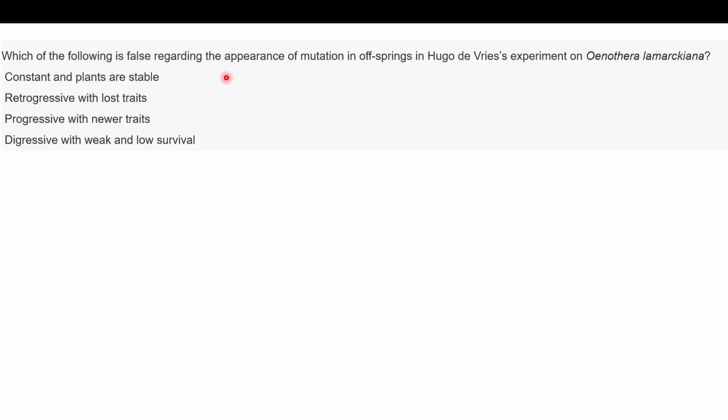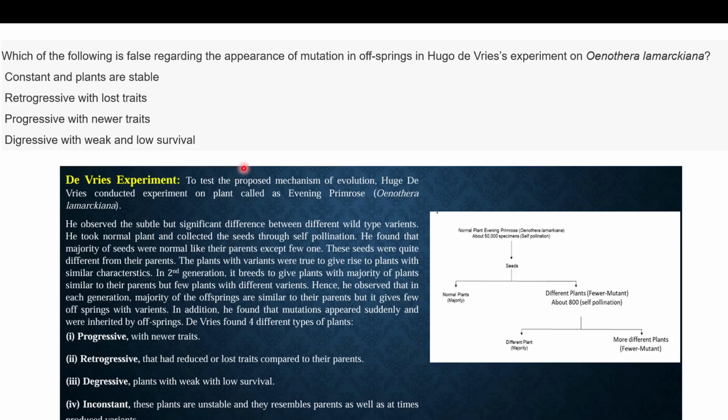Now, which of the following is false regarding the appearance of mutations in offsprings in Hugo de Vries' experiment in evening primrose? So everything was there except constant changes. Okay, so he proposed mutations which were actually large step events. Here, he observed the subtle but significant difference between different wild type variants. Normal plant was taken and seeds were collected through self pollination. Majority of seeds were normal like their parents except few ones, and these seeds were quite different from their parents.